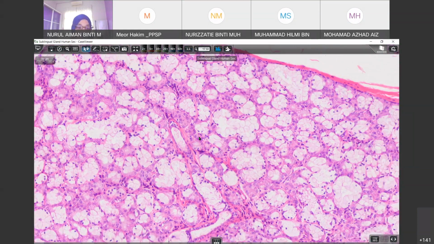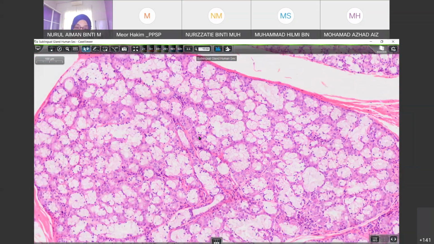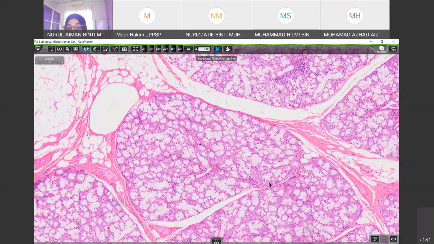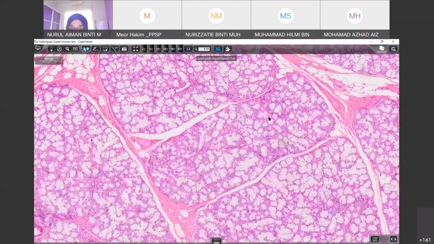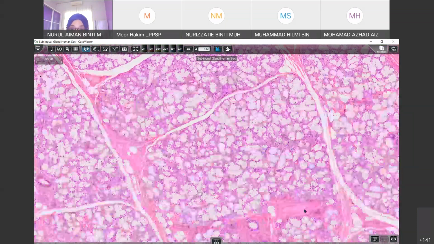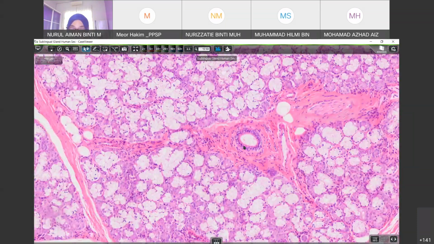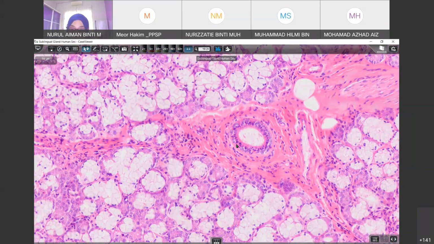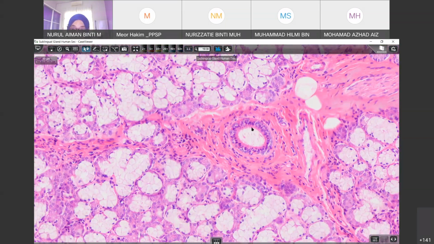I'm trying to look for the simple columnar epithelium if it's present inside this cut section. What is this? You have another ductal portion here which is bigger than the one I showed you just now. This is most likely stratified columnar epithelium. Can you see?